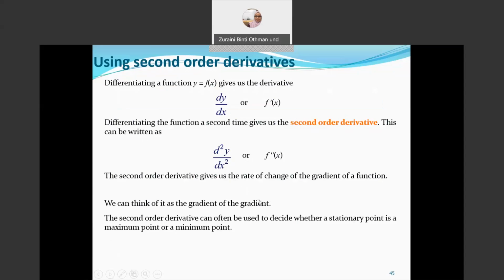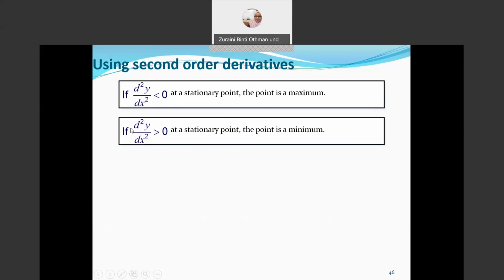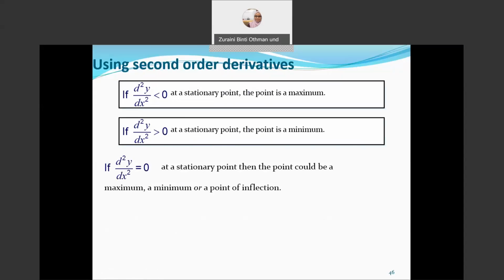Then the second derivative can often be used to decide whether a stationary point is a maximum or minimum point. Okay, here by using second order derivative, if the second order derivative is less than 0 at stationary point, the point is maximum. Kalau inilah dia lebih kecil pada kosong, ini ialah titik maximum. And if the second order derivative is greater than 0, then we can conclude that a stationary point is the point where the graph is minimum.